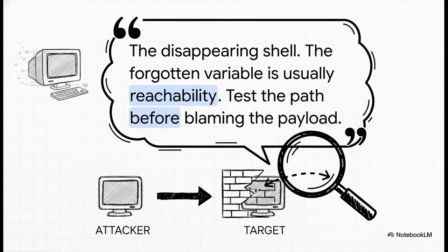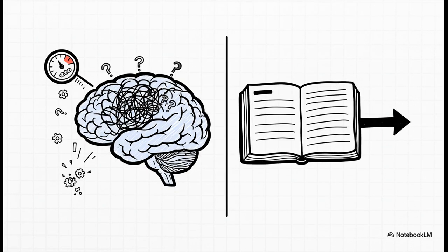Here's a classic, the disappearing shell. You get a connection and then poof, it's gone. The first impulse is to blame the payload, right? To try 12 different one-liners. But the forgotten variable is almost always reachability. Can the target actually see your machine? Test the path first. And my personal favorite, mistake number 6, skipping notes because you think, oh, I'll remember that.